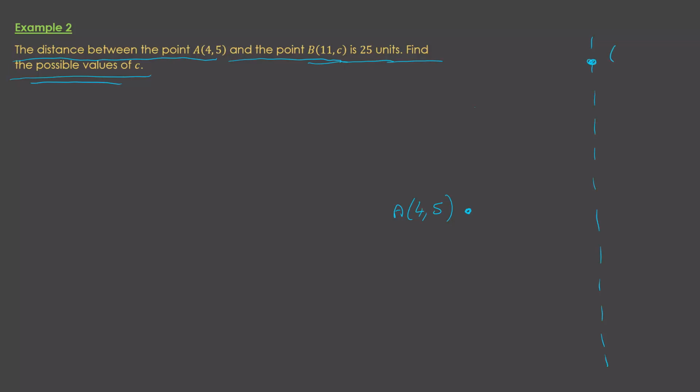It could be up here, (11, C), and a value of C, let's call it C1. Or it could be down here and have (11, C2) as its coordinates. So what we're saying is that this distance and this distance are the same. Of course, these are right-angled triangles. Now, we know the x-coordinate here is 11, and the x-coordinate here is 4. So this distance here is 7.